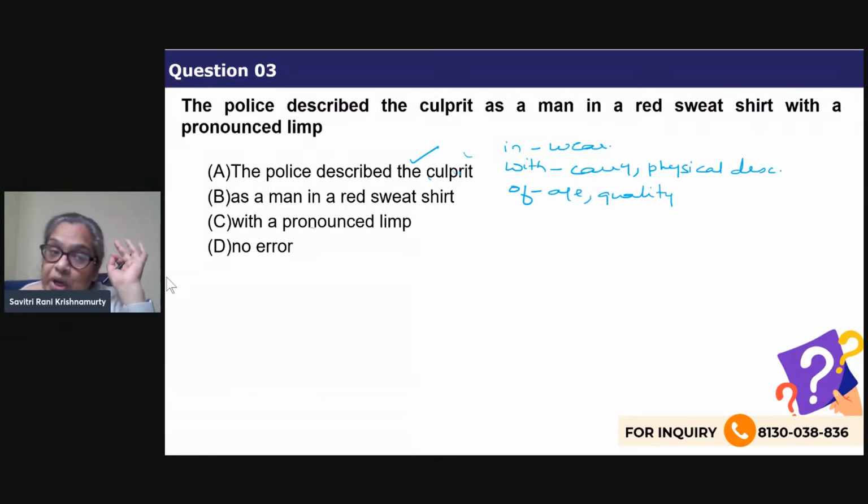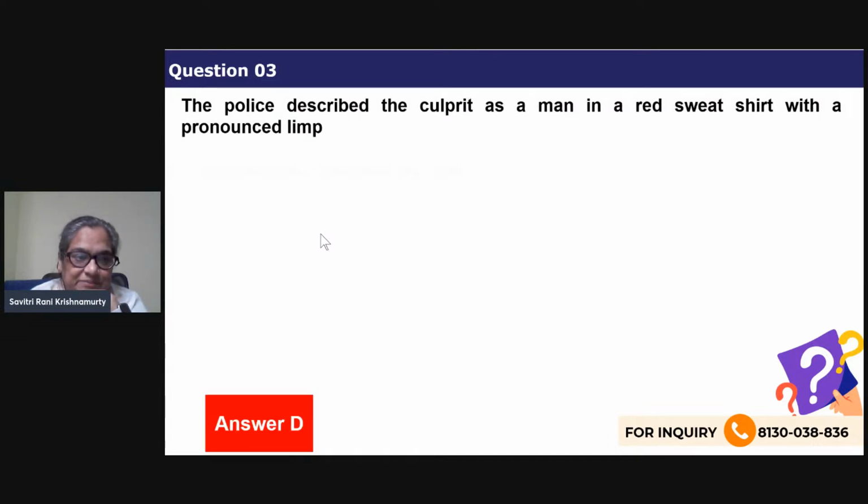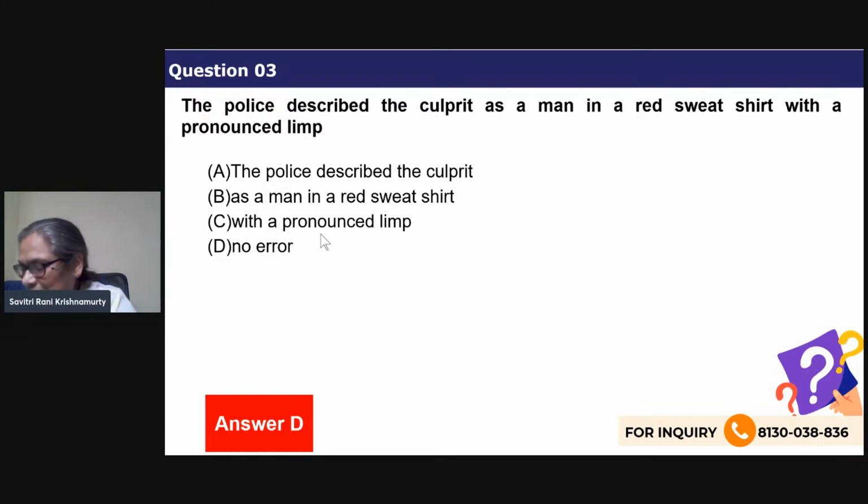Correct? So "in" is used for things that you wear, and "with" is used for specs, with a long nose, with long hair, with curly hair, with straight hair, with dyed hair, with a limp, with a toothache. So you use "with" when you're describing any kind of physical characteristic. So the correct answer for this question was there is no error, and D is the correct answer. All right, clear, all of you?